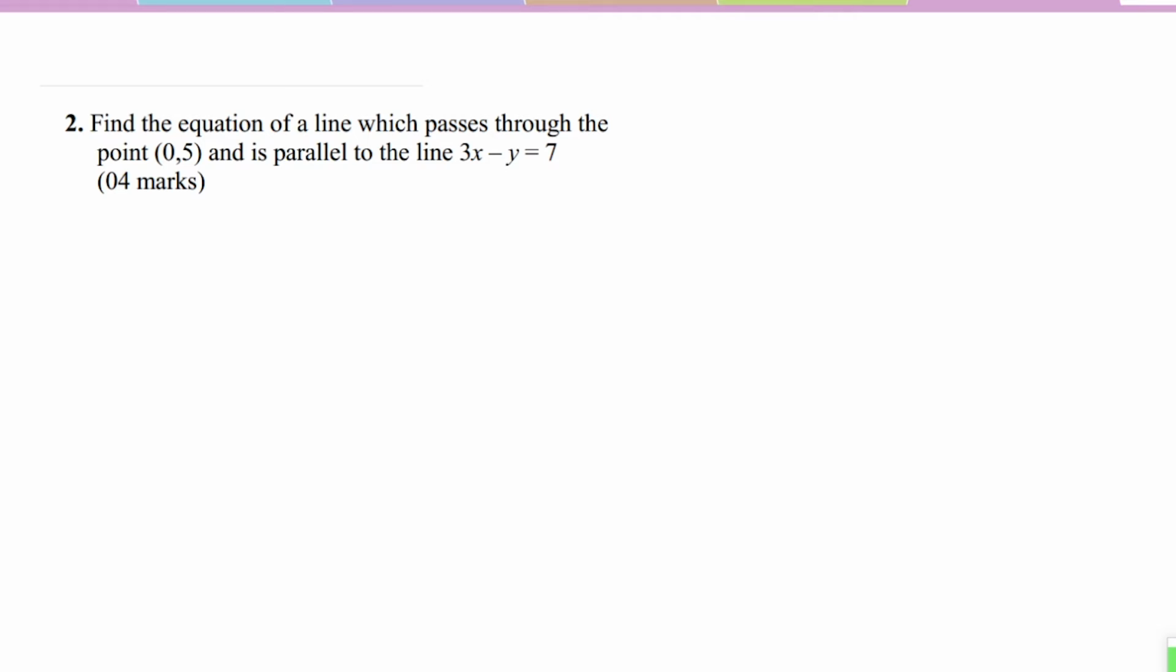In today's session, we're doing examination style worked examples, examination style questions on coordinates and lines.